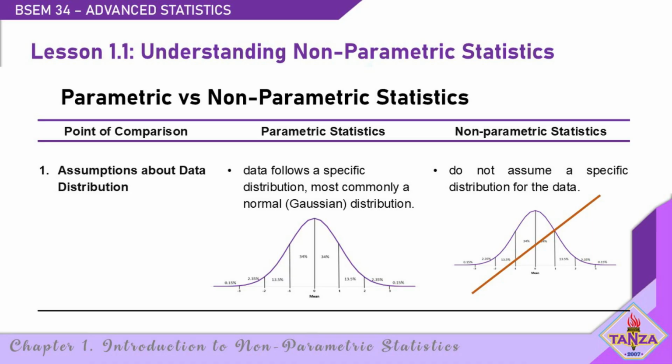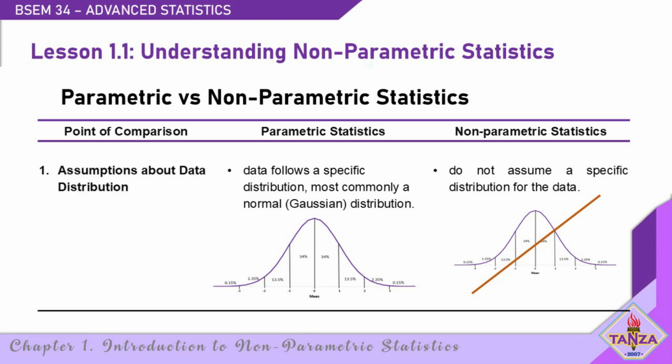Alright class, let's take a moment to compare two big types of statistical methods. Parametric versus non-parametric statistics. This chart gives us a side-by-side view so we can clearly see how they're different. Let's focus on the first point of comparison. Assumptions about data distribution. On the left, parametric statistics. These methods assume that the data follows a specific shape, usually the normal distribution. That's the familiar bell curve you see here. The data is nicely spread out with most values around the center, mean. This works well if your data really does follow that shape.